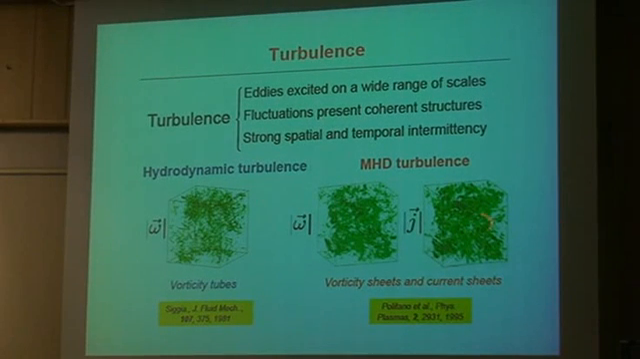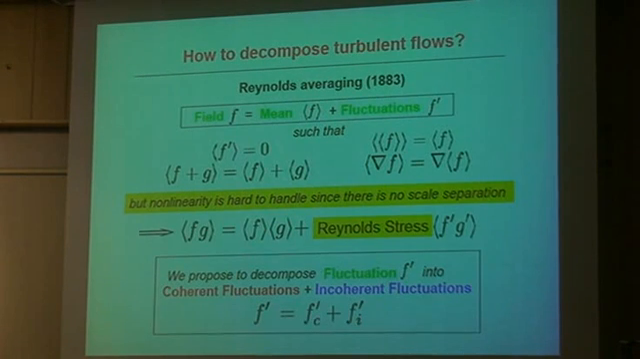And the current field itself also shows some sheet-like structures. But they are all, again, fluctuations, but the coherent contribution to the fluctuation has a slightly different kind of geometry.